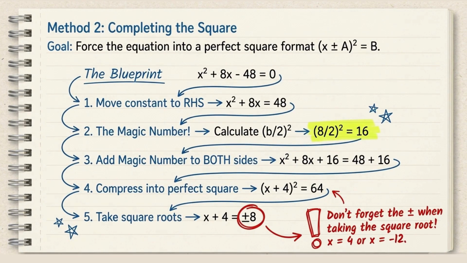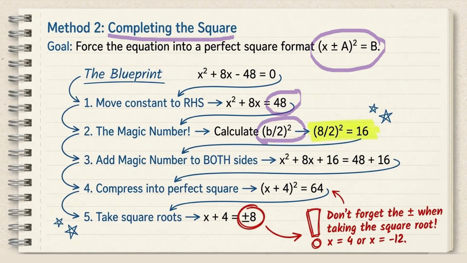Six. Method 2. Completing the square. Goal. Force the equation into a perfect square format, x plus or minus a, squared, is equal to b. The blueprint, x squared plus 8x minus 48 is equal to 0. Move constant to RHS, x squared plus 8x is equal to 48. The magic number. Calculate b by 2, squared. 8 by 2, squared, is equal to 16.